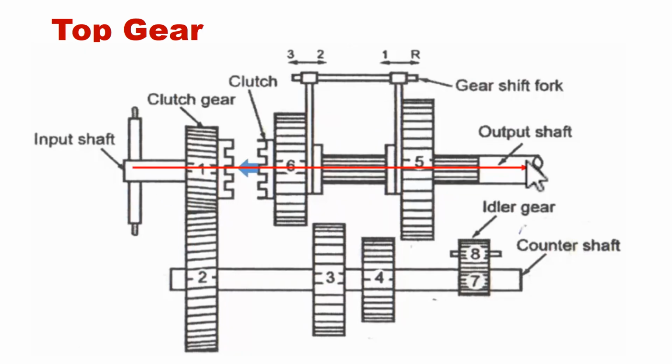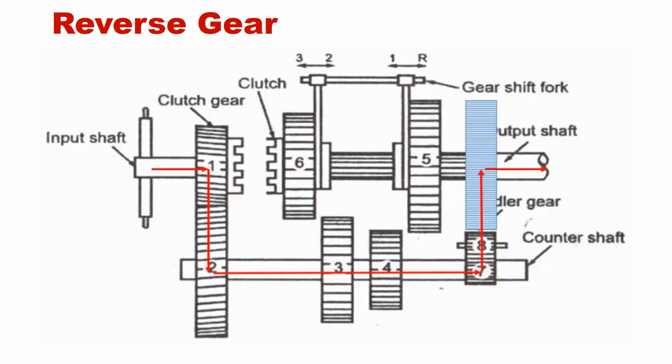Now the third gear or top gear. The main shaft is directly connected with the engine shaft, so the maximum engine speed is given directly to the output shaft. The remaining gears 3 and 4 are all disengaged. The clutch shaft is directly connected with the engine input shaft; that is the top gear.